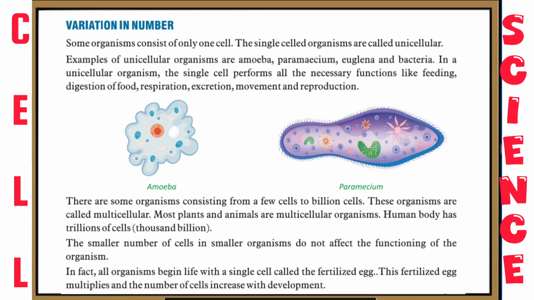There are some organisms which consist of a few cells to billions of cells. These organisms are called multicellular. Most plants and animals are multicellular organisms. Human bodies have trillions of cells, that is thousands of billions. The smaller number of cells in smaller organisms does not affect the functioning of the organisms. In fact, all organisms begin life with a single cell called the fertilized egg. The fertilized egg multiplies and the number of cells increases with development.